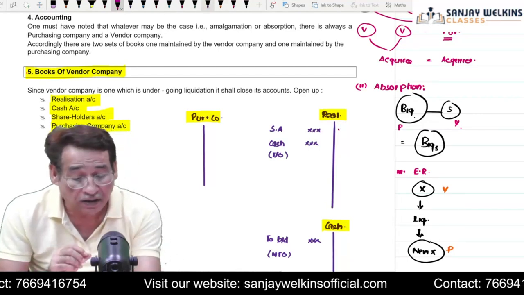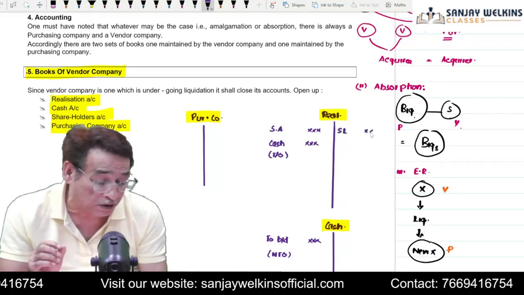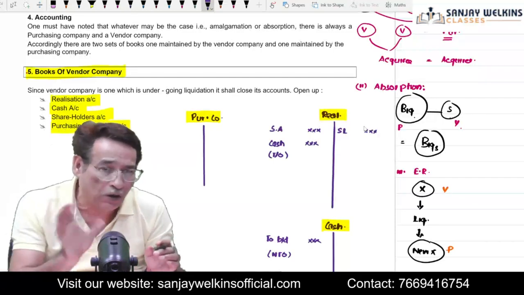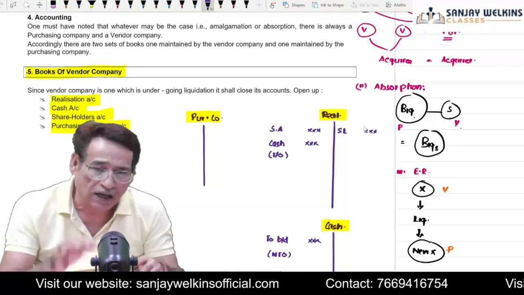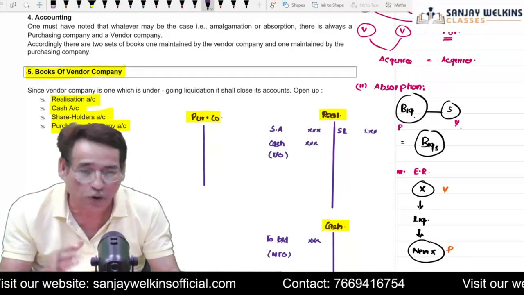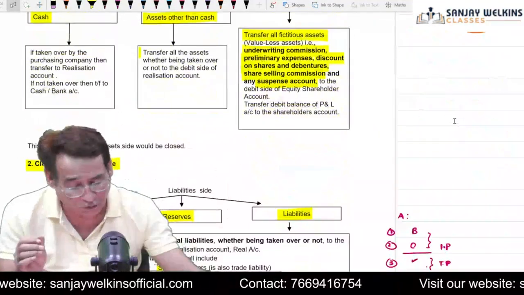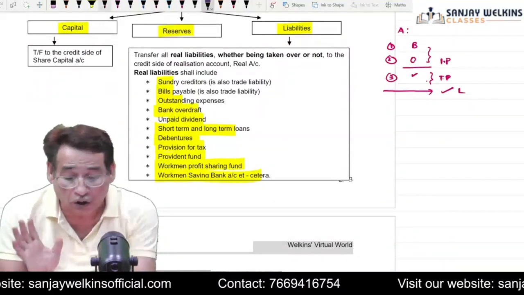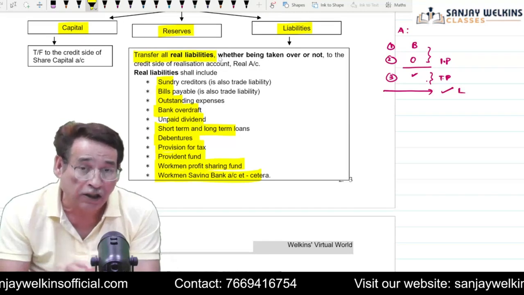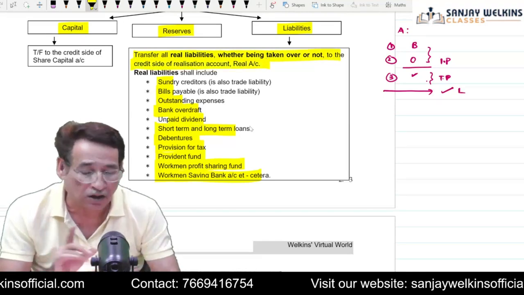On the credit side of the realization account, I am going to write sundry liabilities, whatever liabilities are there. Again, whether these liabilities have been taken over by the new company or the acquirer company or not, I am going to post them on the credit side of the realization account. Is it clear to you? This is what I have written over here: transfer all real liabilities, because they are liabilities in the real sense, whether taken over or not, to the credit side of the realization account. This is the first step.